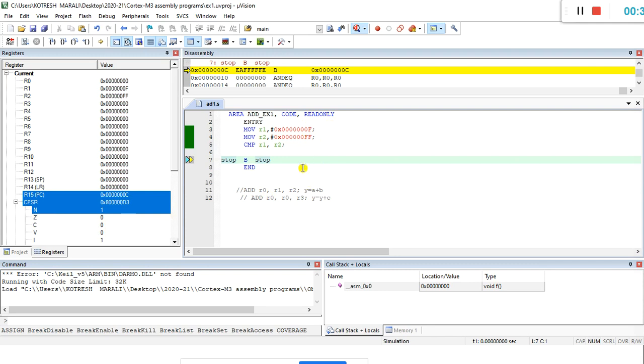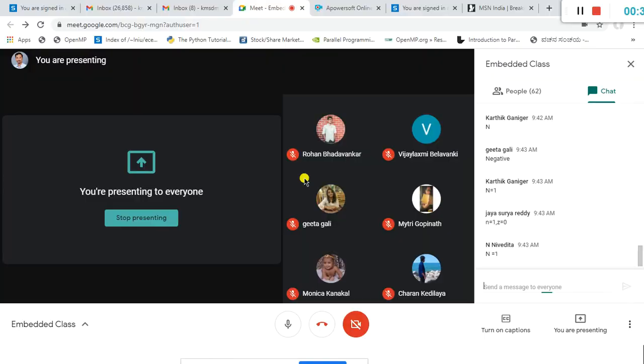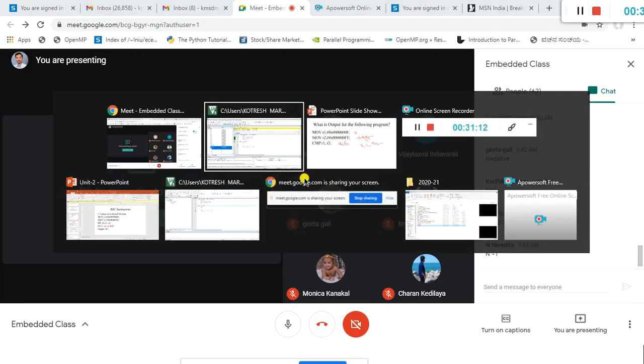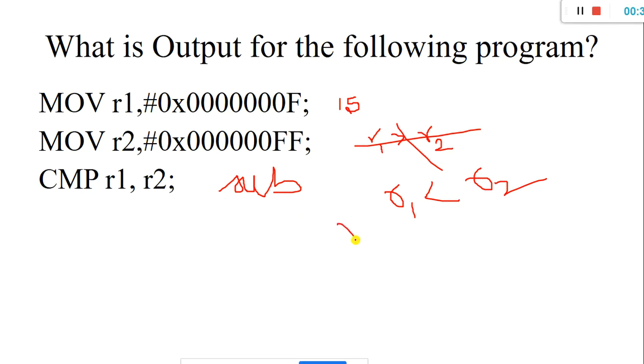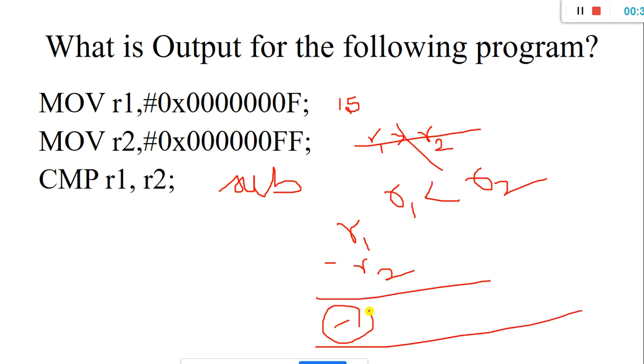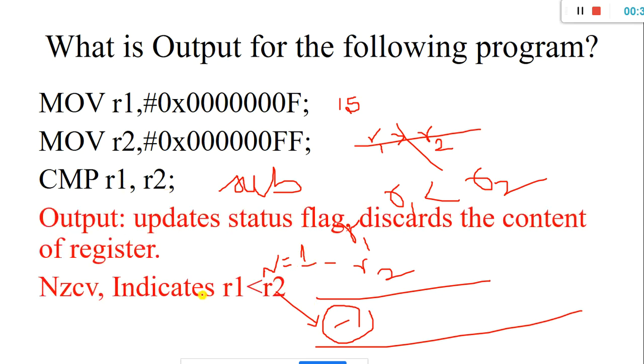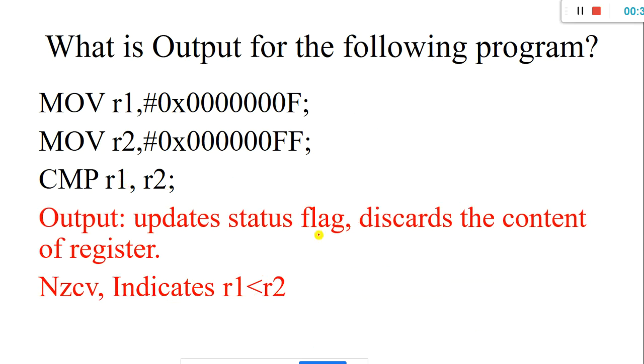Simple subtraction. After subtraction, I am getting a negative number. What does it mean? R1 minus R2 is going to be performed, so obviously I should get a negative number. This negative number is going to be highlighted with another flag, that is n. It just makes the flag status 1. So this is how it performs. This indicates that R1 is less than R2.